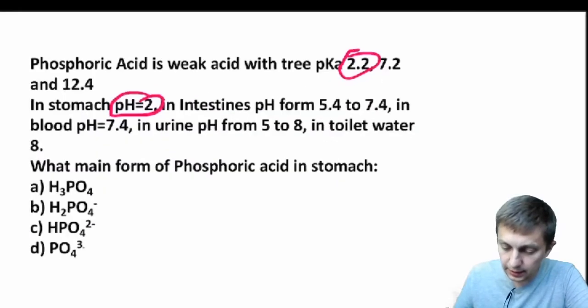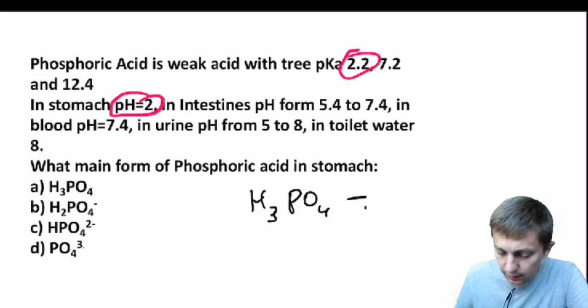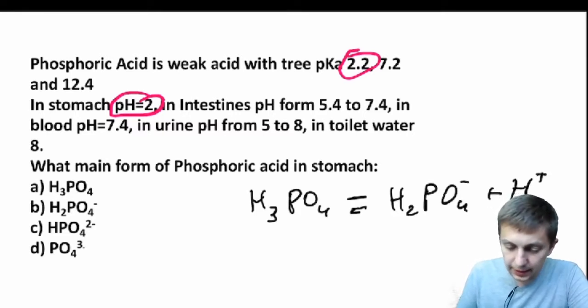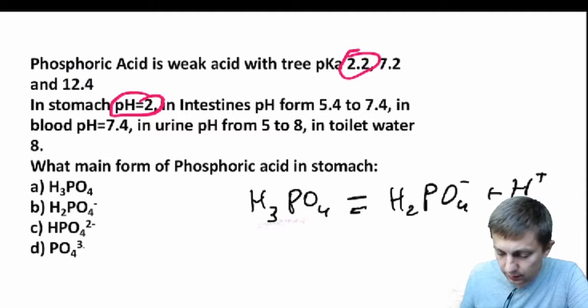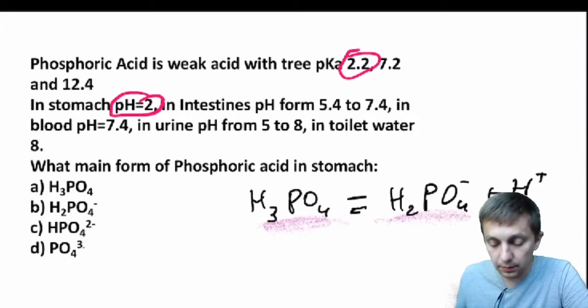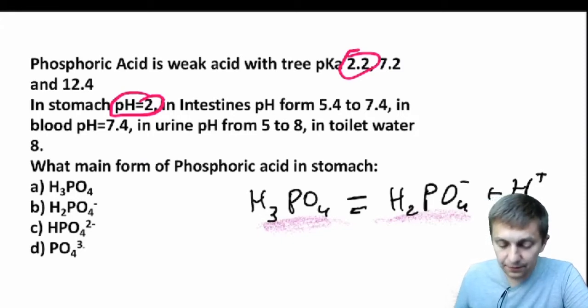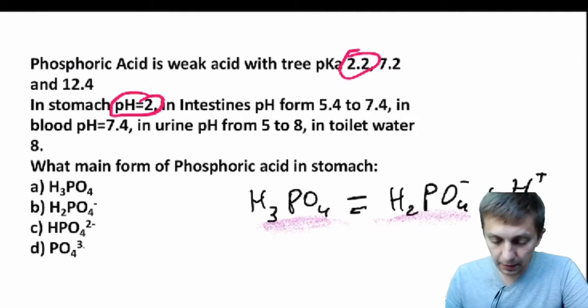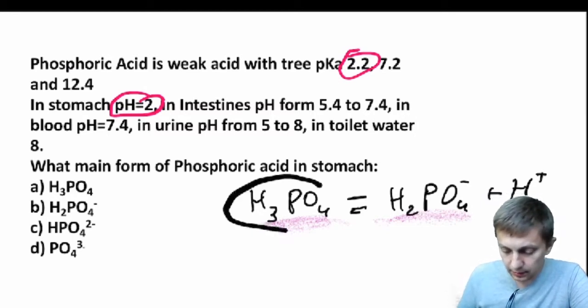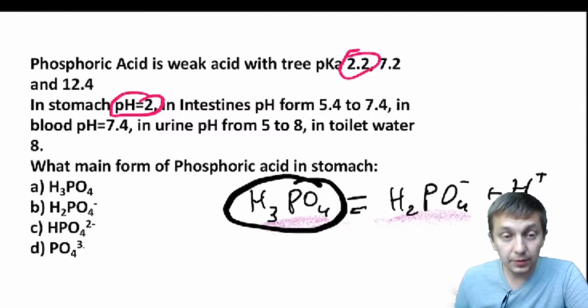Phosphoric acid dissociates in 3 steps. H3PO4 reversibly gives H2PO4 minus plus H plus. That's the first step. And the concentrations of these 2 molecules will be the same if pH equals 2.2. But we have less, so the main form of phosphoric acid in the stomach will be phosphoric acid itself.